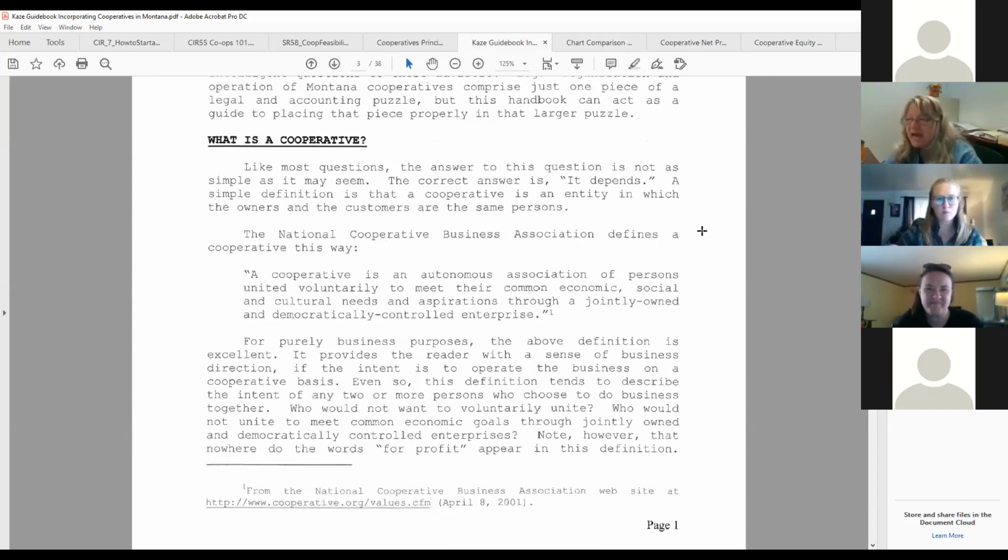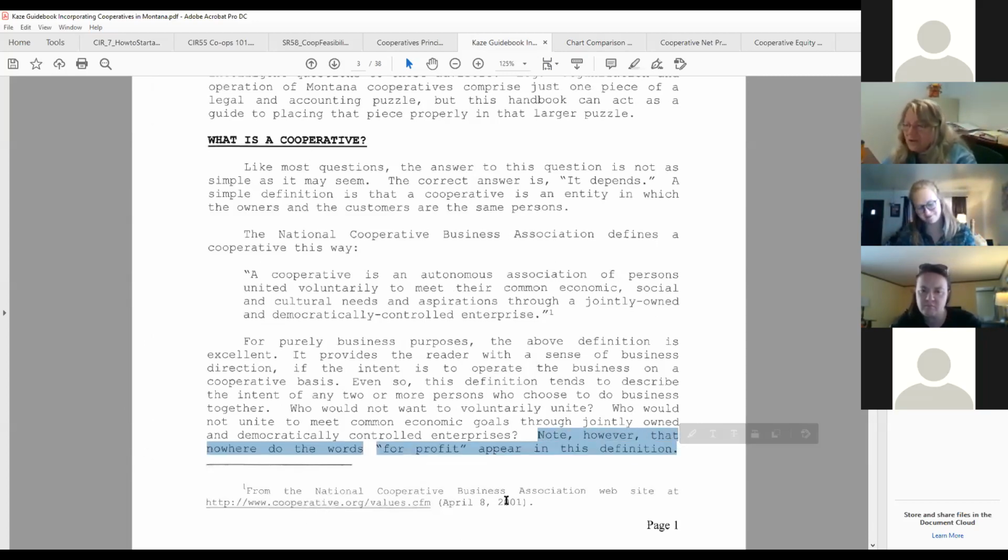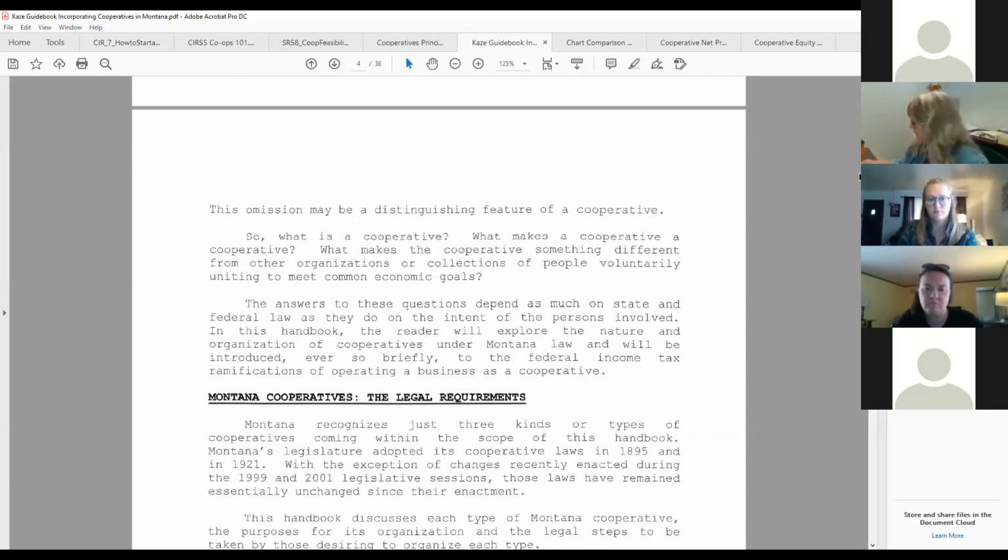Okay, so it tells you what a cooperative is, and it gives you that definition, virtually the same as what I gave you on the slide. But there is a statement down here that I'm going to highlight right here. Nowhere do the words for profit appear in this definition. That to me is an important piece, because this could lead a person to thinking, well, if they're not for profit, then that must mean they're nonprofit. And that's not true. That's not true. So that piece I highlighted and put arrows at in my copy of it.